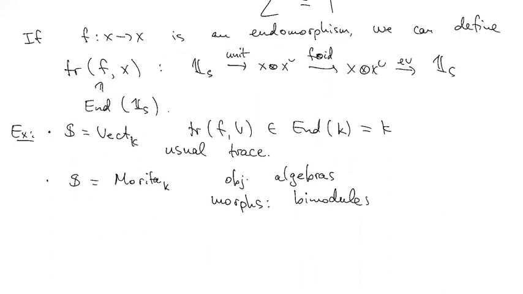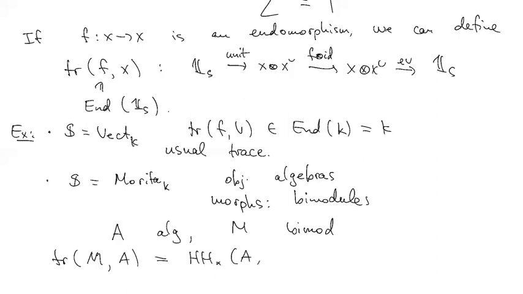So in this case, if I have A, an algebra, and M, a bimodule, then the trace of M acting on A, well, this has a name. It turns out it's just the Hochschild homology of A with coefficients in M. So in this world, every algebra is dualizable. Both the unit and the counit are the diagonal bimodule. And so tracing through this definition, you exactly recover the definition of Hochschild homology of A with coefficients in M.